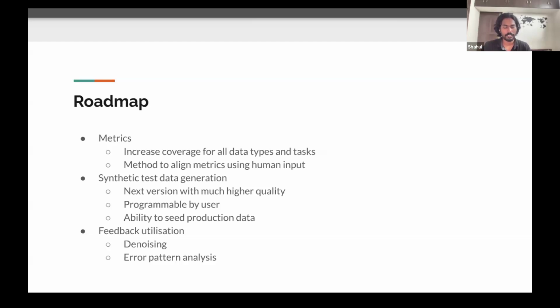And feedback utilization is also something which we are working on. Basically, two things: denoising user feedback and error pattern analysis, where you can use Ragas to plug in your feedback and understand where the big clouds of errors or faults are happening in your LLM application.